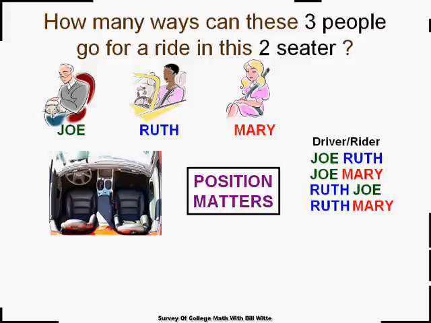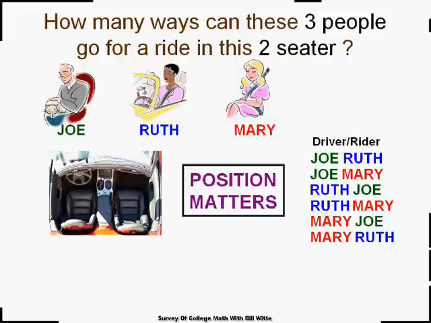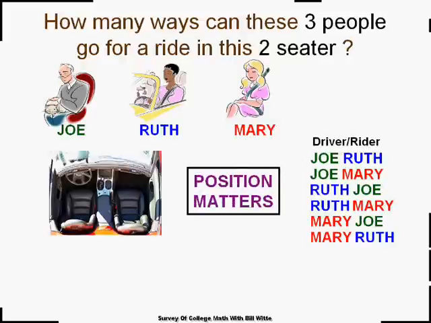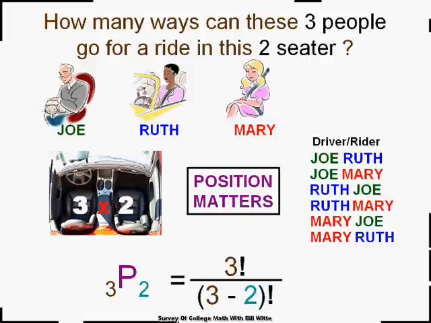Then, just to emphasize how much it really matters where you're sitting, we had Mary driving, with Joe or with Ruth. In this case, as you can see, position mattered, and we had 3 times 2 ways to do this. We called that a permutation of 3 things taken 2 at a time. The way to calculate it was just this. Don't forget that 3 minus 2, or 1 factorial, comes out to 1. So we did get the 6, as you can see.